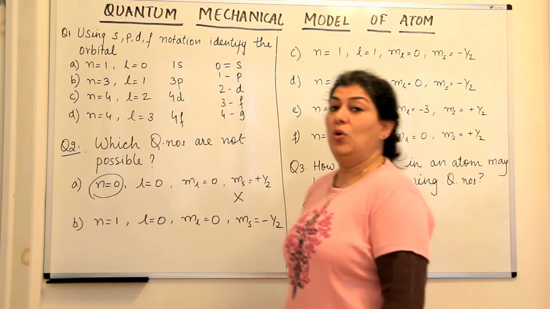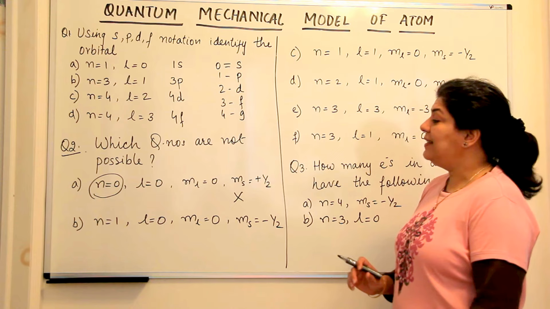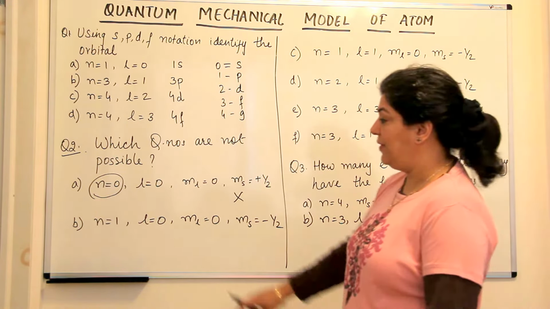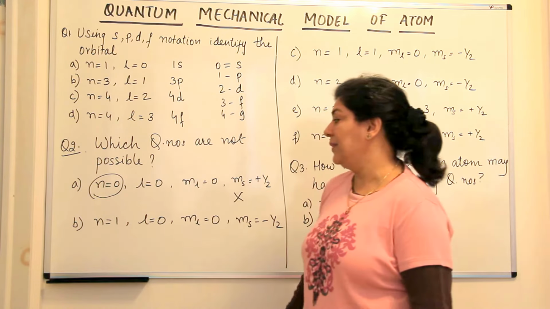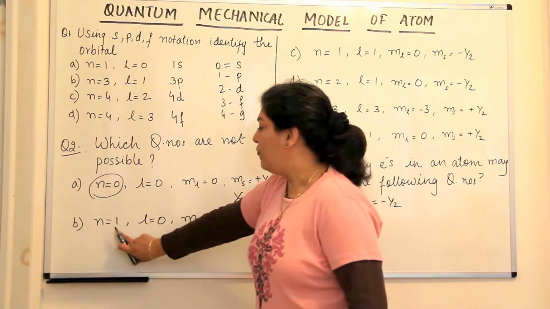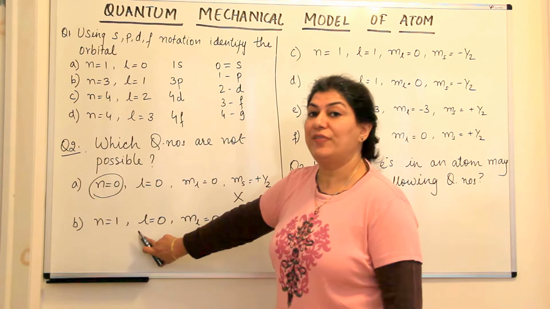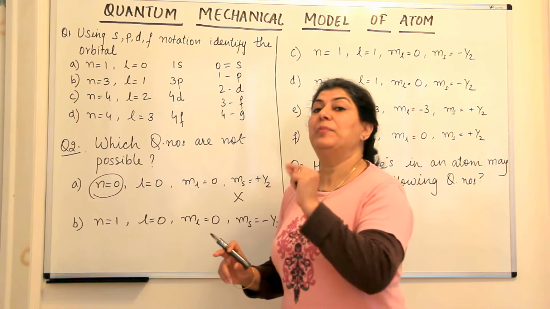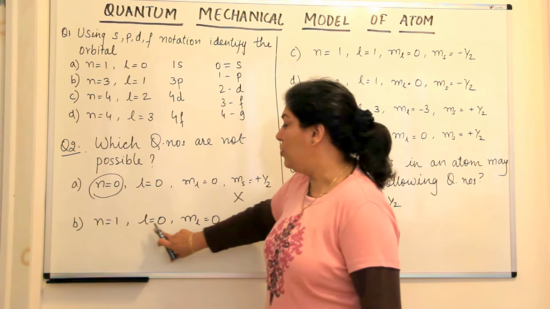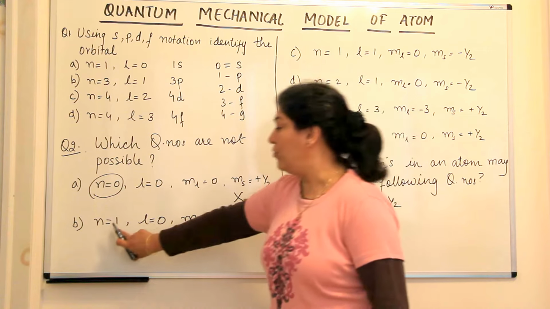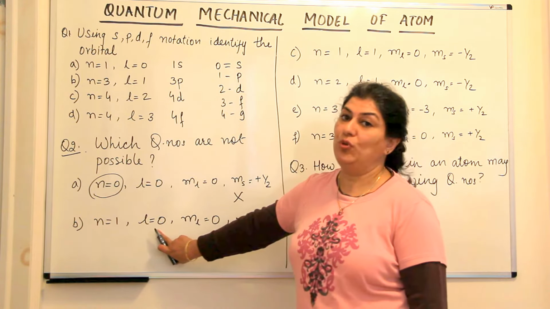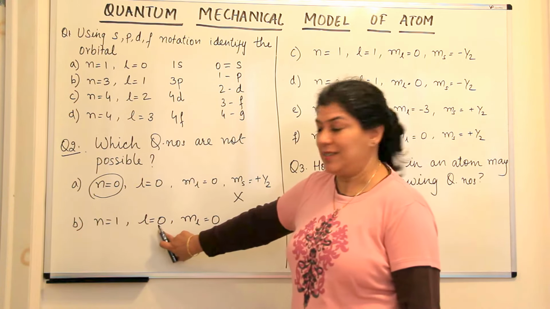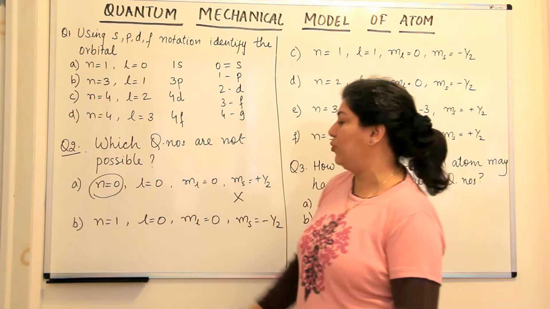N is equal to 1. N is 1, L is 0, ML is 0 and MS is minus half. If N is 1, it means it's the first shell. For N is equal to 1, what are the values of L possible? The values of L are from 0 to N minus 1. So 0, N minus 1 is 0. It means the first shell has only one value of L and that is 0. Okay, so this also ticks. This exists and the second step also exists.